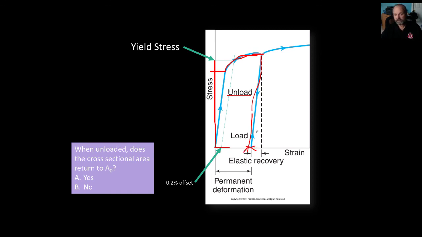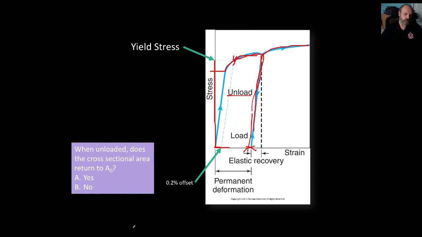Now, if you were to load this again, it would go back up this curve, get to this point, and then start to continue bending over. Different materials have different shapes. Oftentimes we use an offset to define where this point is. With very flexible, soft materials, you usually will see this elastic region isn't quite straight. It starts to bend over.